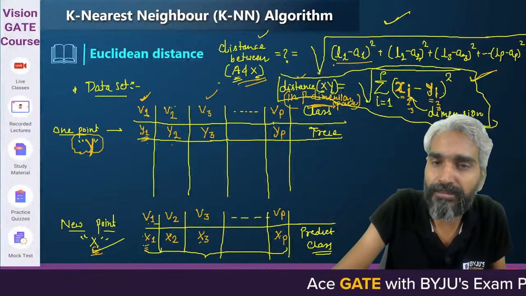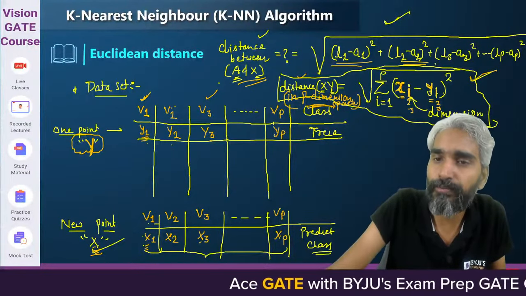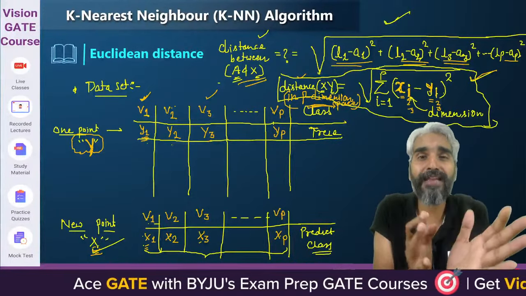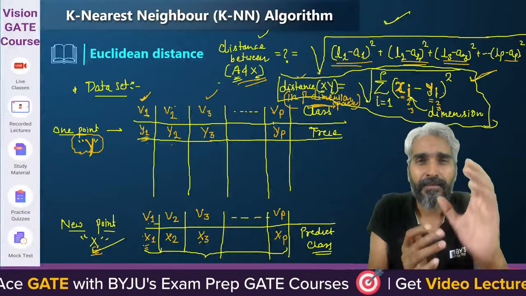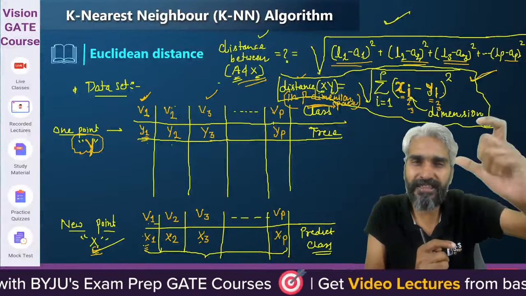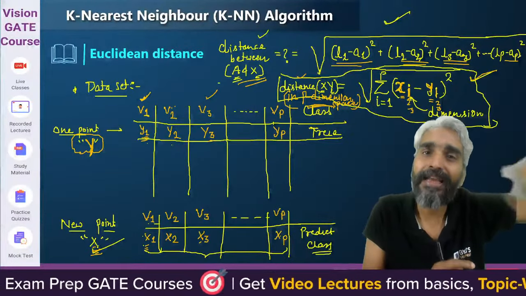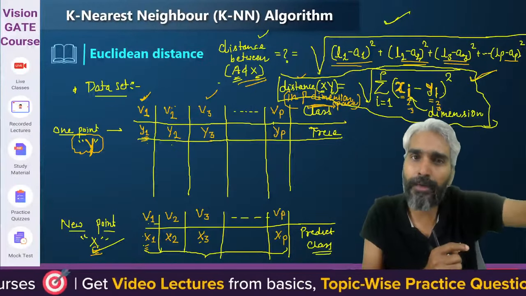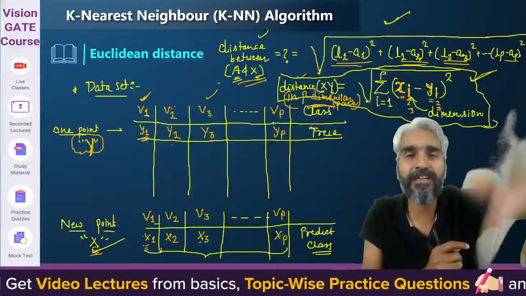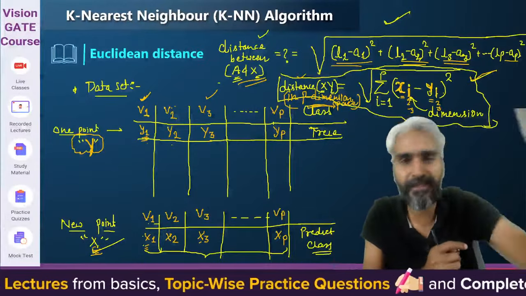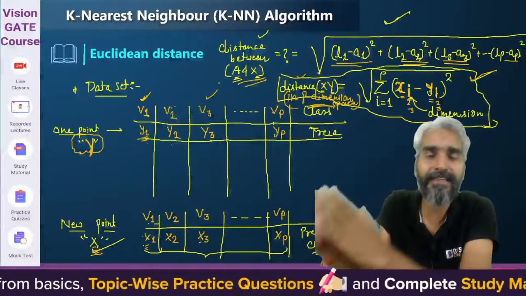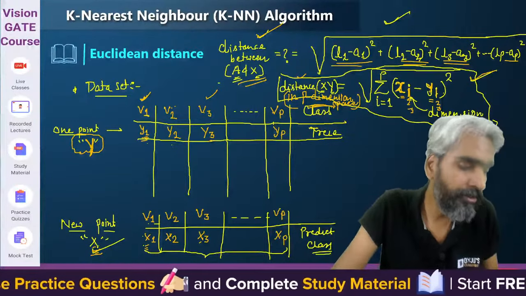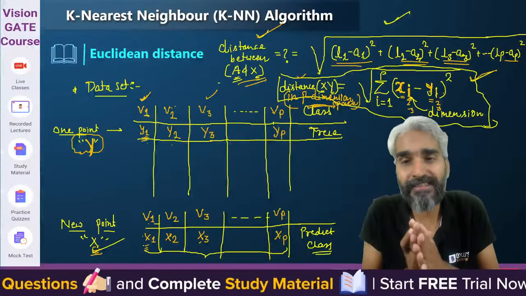So don't worry about this L1 minus A1 square, L2 minus A2 square, L3 minus A3 square. I just wanted to give you the intuition that what we are calculating is the distance in an individual dimension square plus the distance in another dimension square plus the distance in the third dimension square plus the fourth, etc. Finally take the square root, and you will get the Euclidean distance between those 2 points.